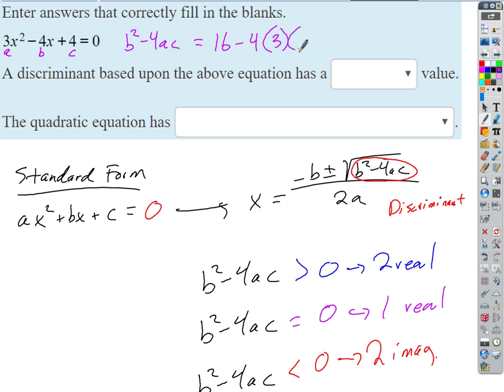3 times 4. Okay, what is the sign of the number going to be? I don't have to even know what the number is. Negative. Gotta be negative. I got 16 minus a big number, right? That is going to make it negative, agreed? So I get negative there. 2 imaginary solutions. Boom, done.